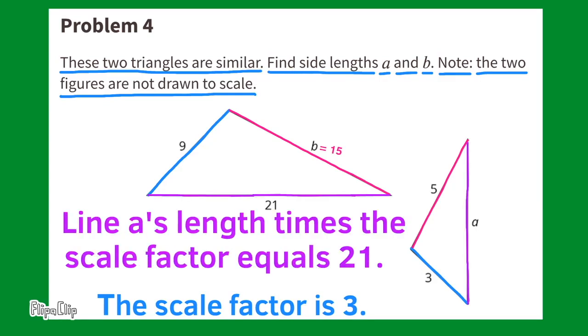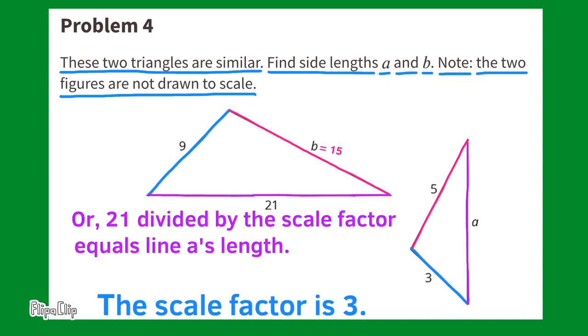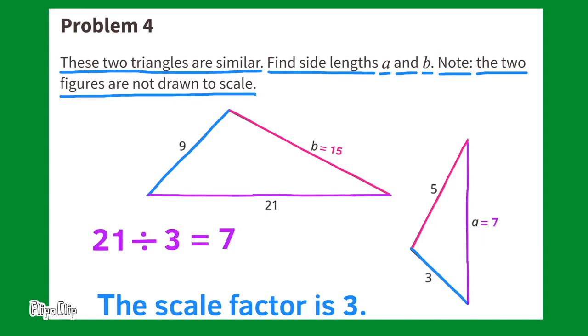Line A's length times the scale factor equals 21. Or 21 divided by the scale factor equals line A's length. 21 divided by 3 equals 7. So the missing length for A is 7.